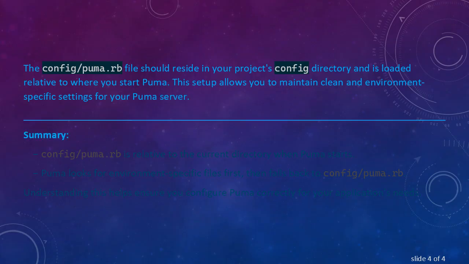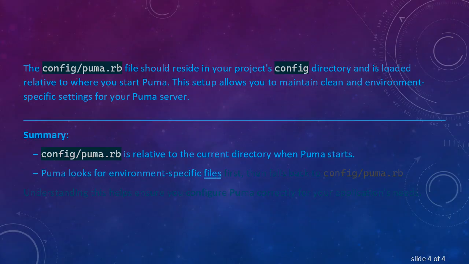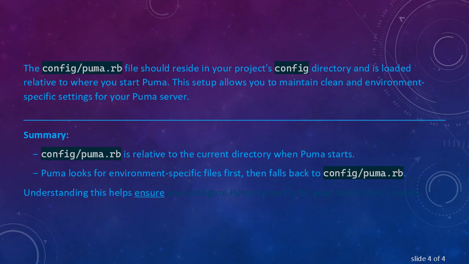Summary. config/puma.rb is relative to the current directory when Puma starts. Puma looks for environment-specific files first, then falls back to config/puma.rb. Understanding this helps ensure you configure Puma correctly for your application's needs.